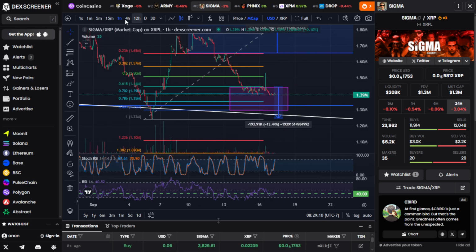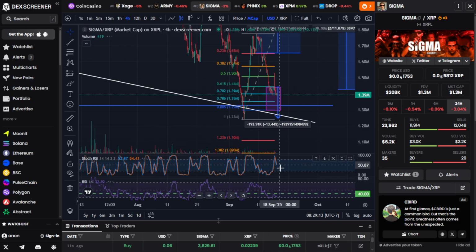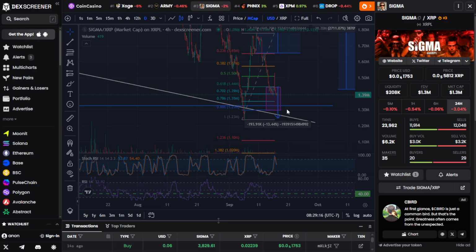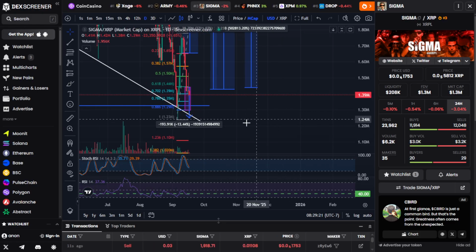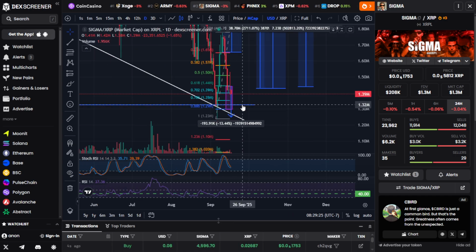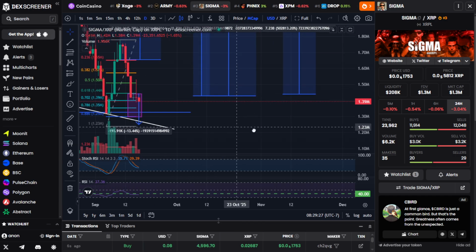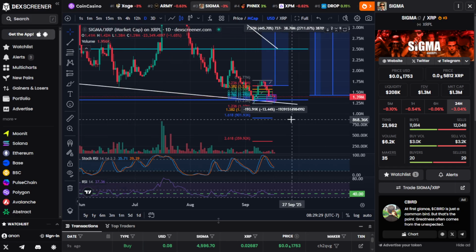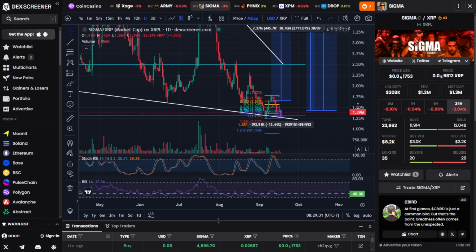1 hour is getting a little bit overcooked. 4 hour is working its way down, and the daily is also, I believe, working down here. Let's see here. Yes. So all of that kind of gives me the idea that over the next 2 days, we should be able to get right down here in this level, get your final buys in, and then that's it. We're all done with low, and we can start working our way out of here.